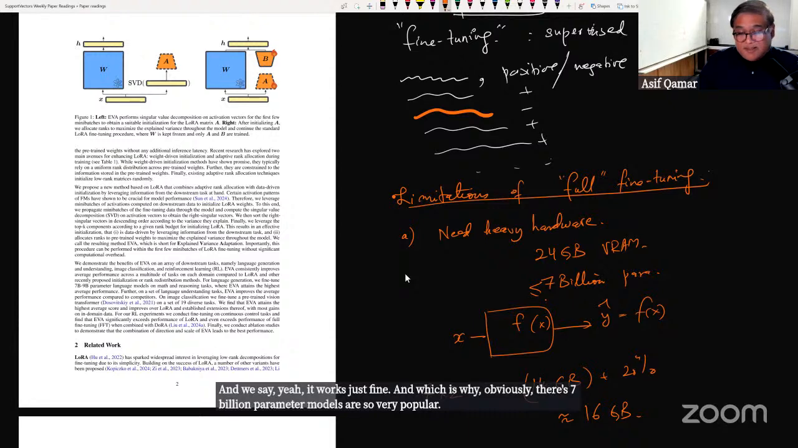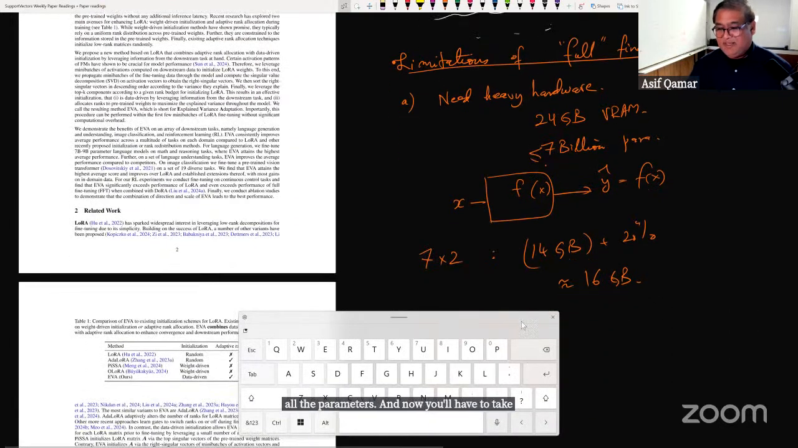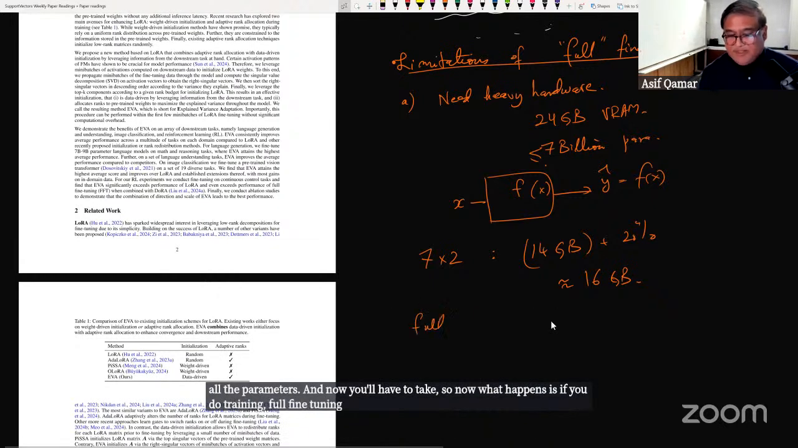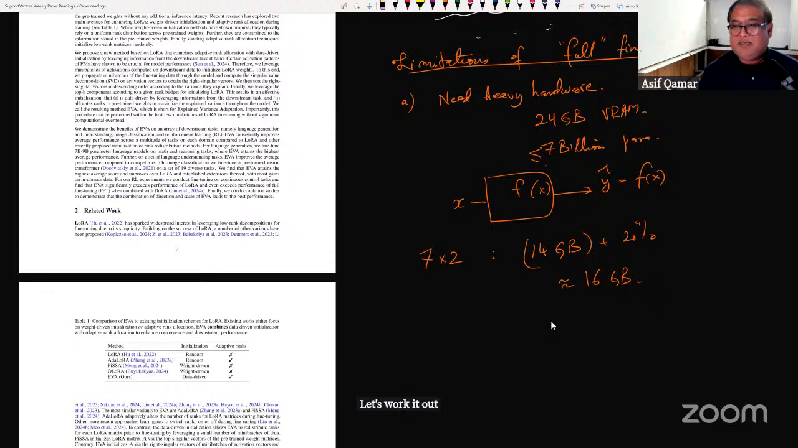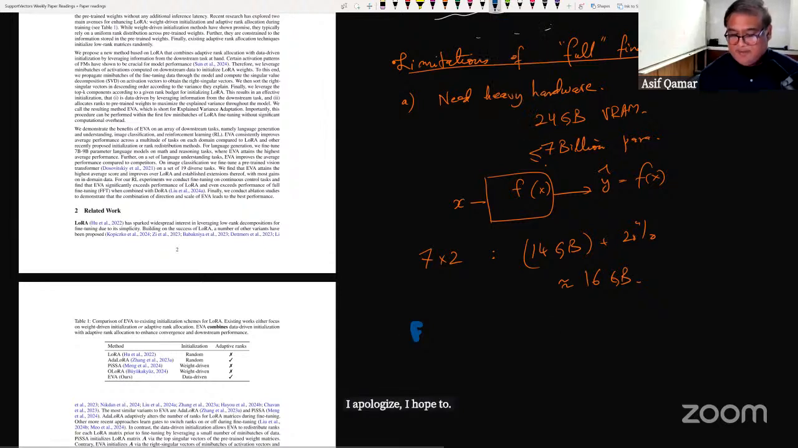On the other hand, if you were to do full fine-tuning of this model, right, what would you have to do? You would have to unfreeze all the parameters. And so now what happens is, if you do training, full fine-tuning, let's work it out. Maybe I'll use another color here. Full fine-tuning, what does it involve?